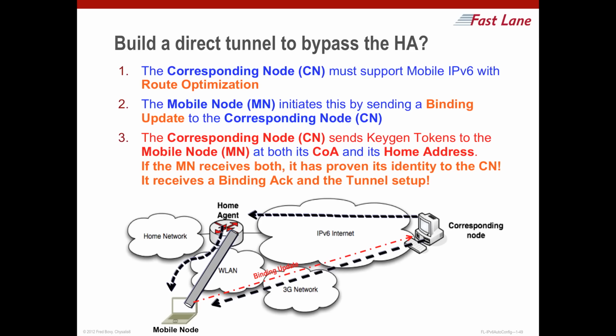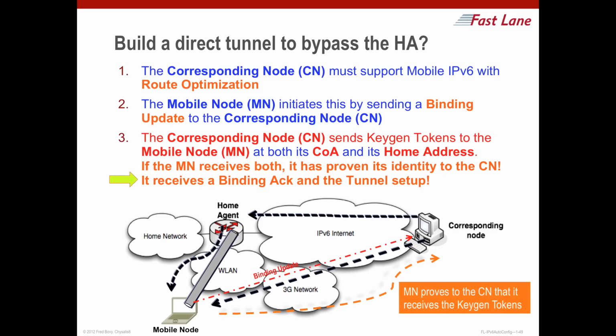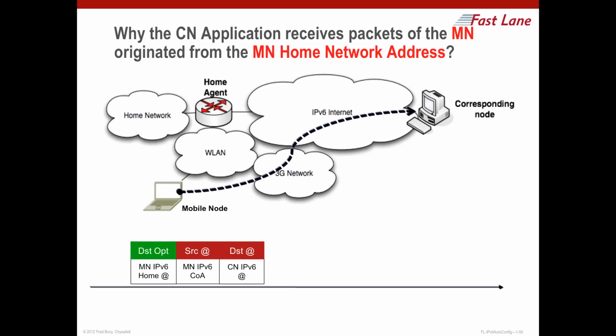And if it is the case, then the corresponding node will send the binding acknowledgement, and again a direct tunnel will be established between the mobile node and the corresponding nodes. And now there is no more need for triangular routing. It is possible to send traffic directly between the corresponding node and the mobile nodes.